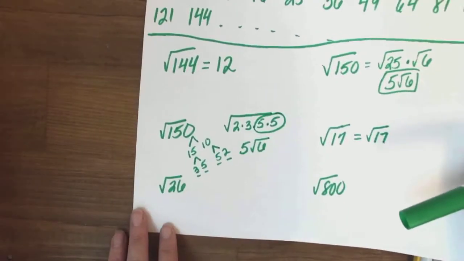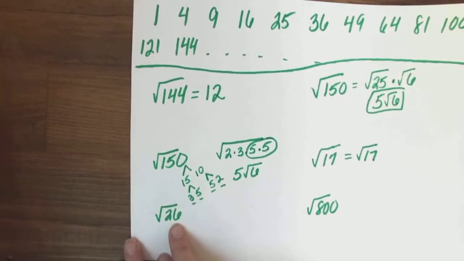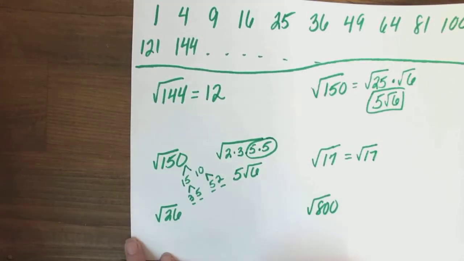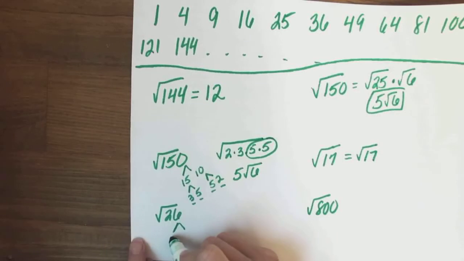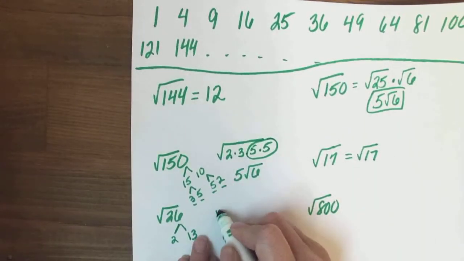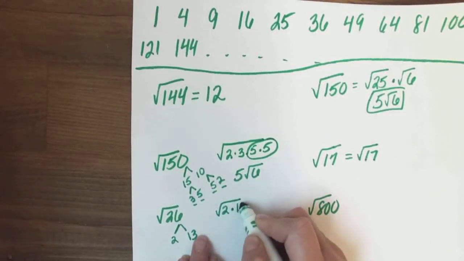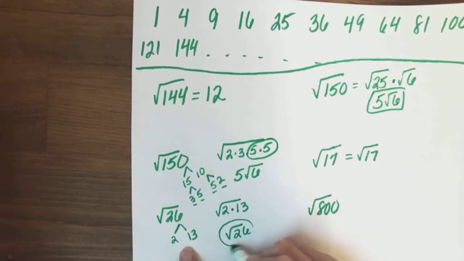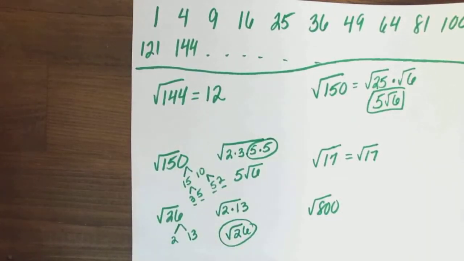Now that can also happen here with the number 26. I look up top here. I don't see anything that goes into 26 evenly. But you might say, oh, I can make a factor tree. I could do 2 and 13. Well, they can't be broken up into anything. So that means I have a 2 and a 13 underneath my square root. Well, I don't have two things that are the same, so I can't fix it or simplify it. So I would have to leave it as the square root of 26.